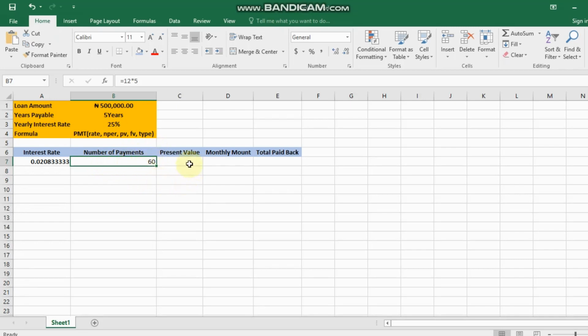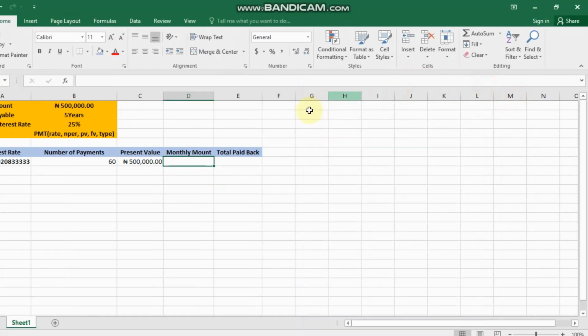So what's the present value of this loan? The present value of this loan is the amount that was given at the time. Instead of inputting this number manually, it's better you input it by formula. Just say equal B1. So it's there already. Now the monthly amount paid.